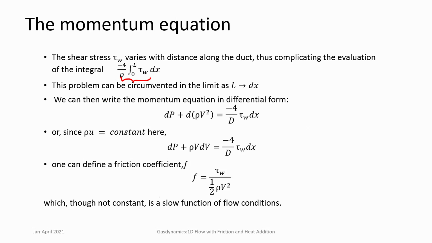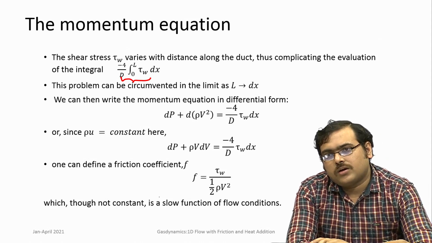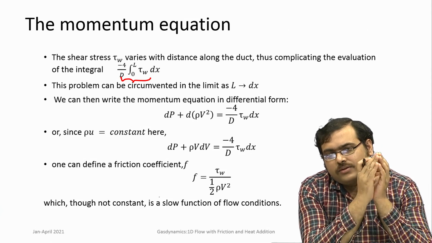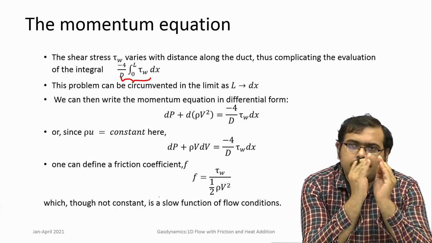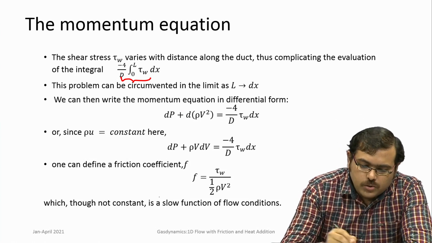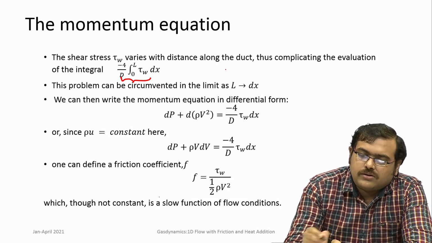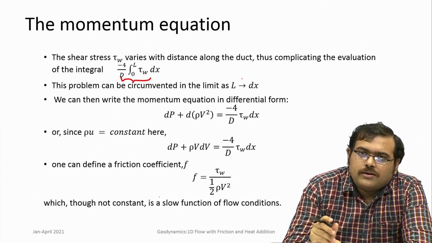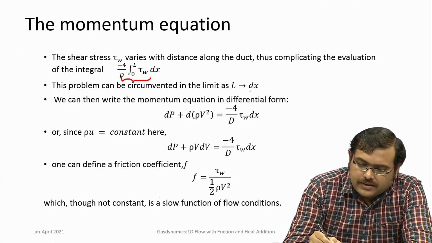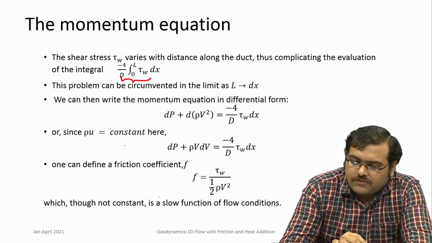So, proceeding this way would be difficult. So, rather, under the 1D assumption itself with uniform flows, let us look at small lengths dx. From an integral kind of an approach, we move towards looking at small control volumes with the length dx. We have to just look at the differential form.